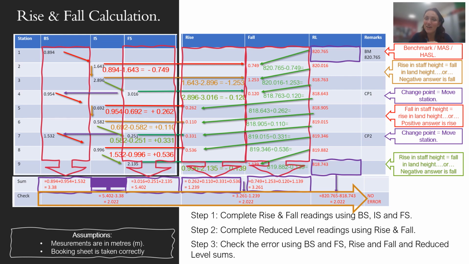Okay, so that's it. That's you done. Rise and fall calculations, and you can put them on an Excel spreadsheet, put them where you like really.